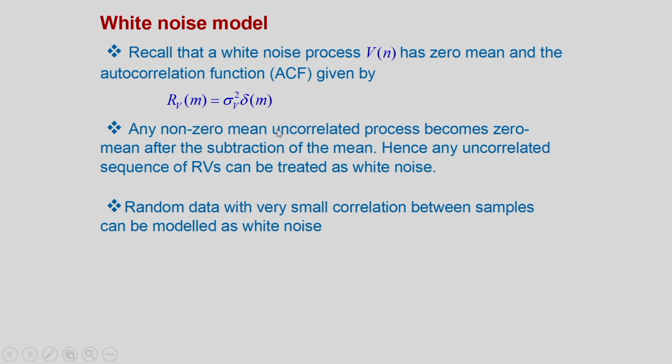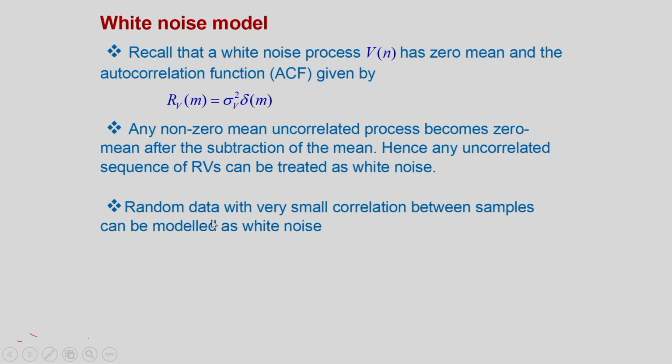Now, about any non-zero mean uncorrelated process, suppose the process is not 0 mean, but it is uncorrelated. In that case, the process becomes 0 mean after the subtraction of the mean. So, any uncorrelated sequence of random variables also can be treated as white noise. Uncorrelated means that the autocovariance function is delta function, and after subtraction of mean it will become 0 mean, therefore, it will also become a white noise. So, the definition of white noise includes 0 mean, but any non-zero mean uncorrelated random process also can be modeled as white noise.